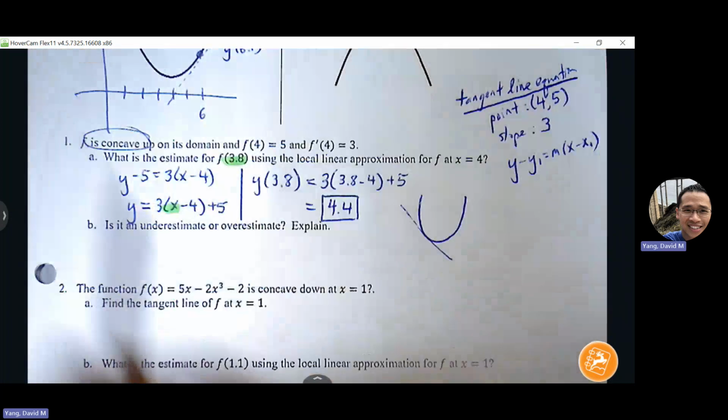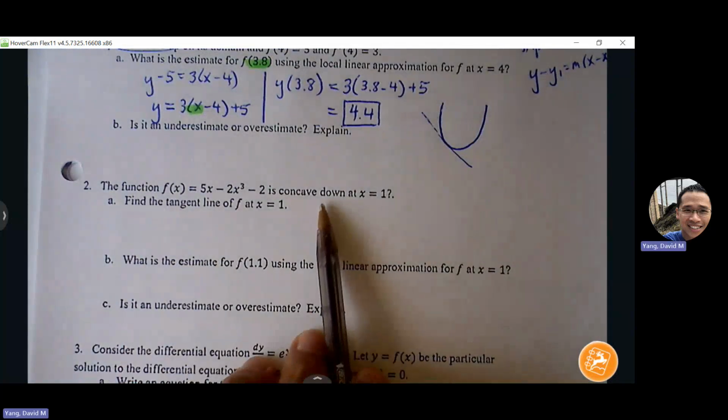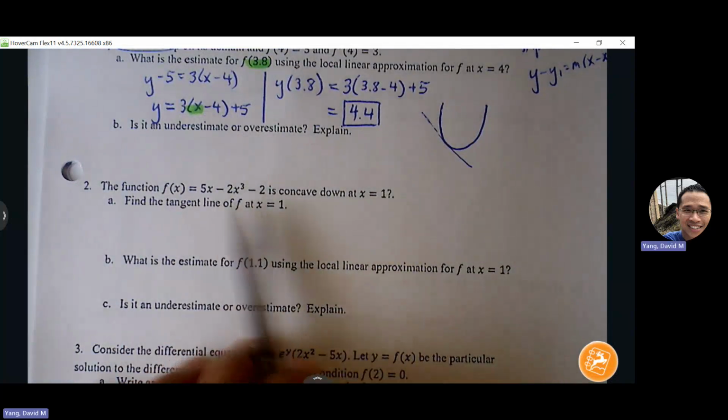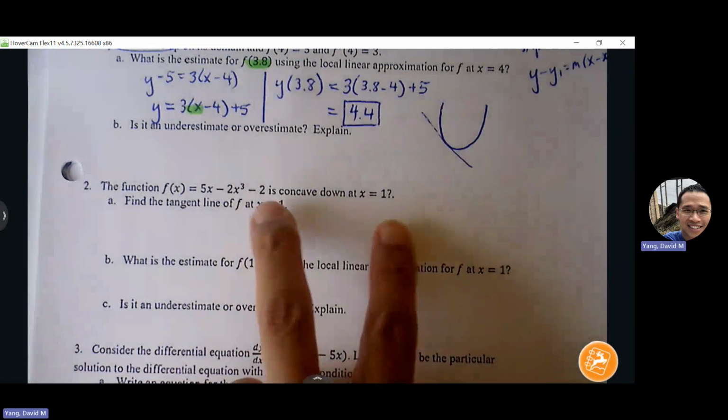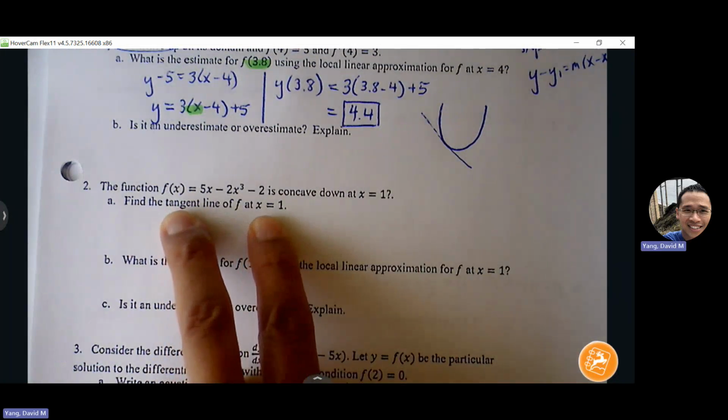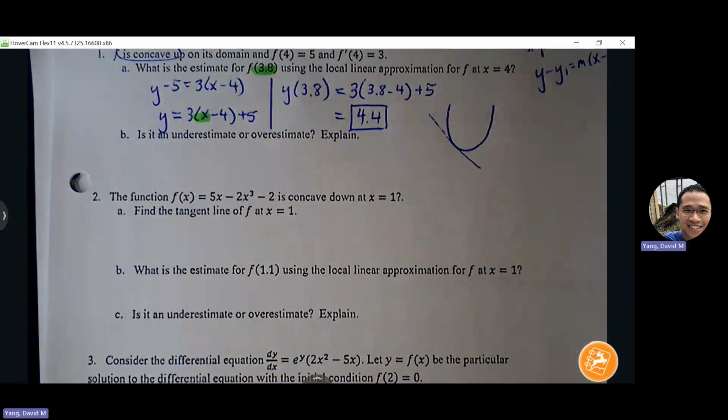Here's number 2. So our function is given. The graph is concave down. We'll worry about that later. But we have x equals 1 and our function, find the tangent line at x equals 1. So how do we find the point? Plug 1 into the equation.